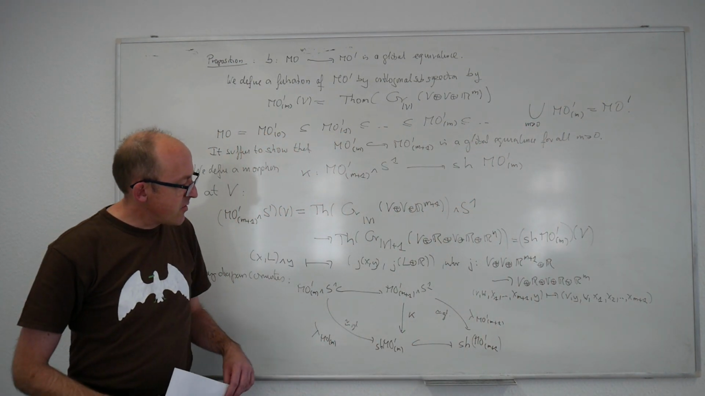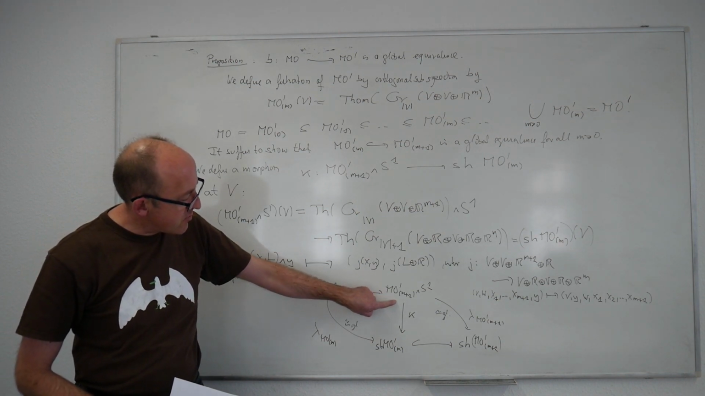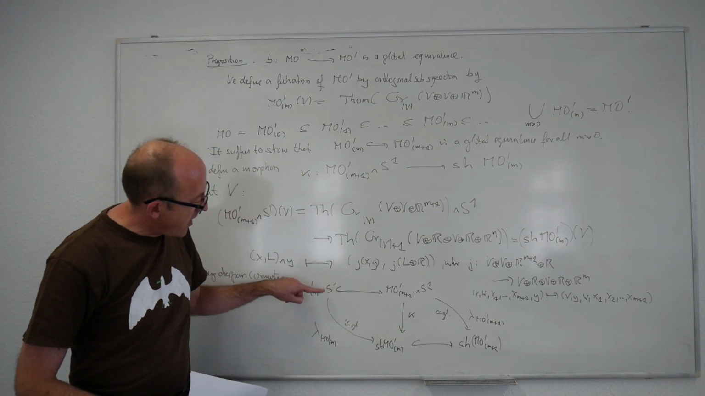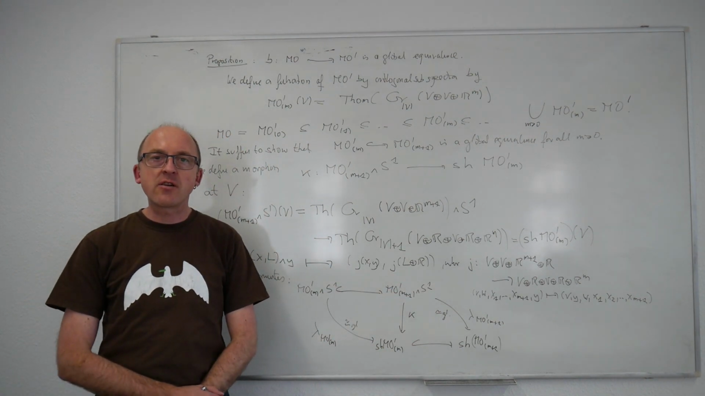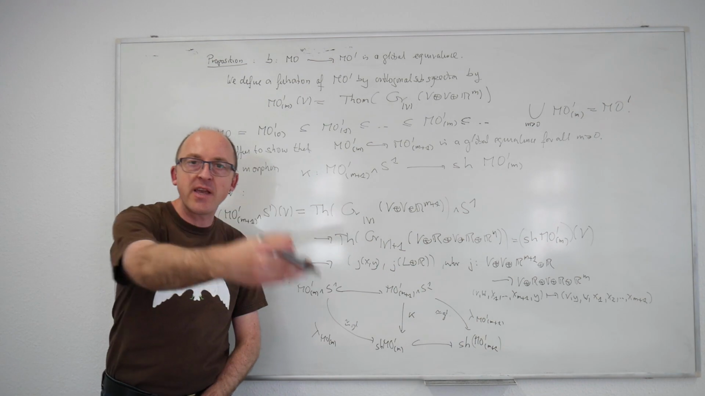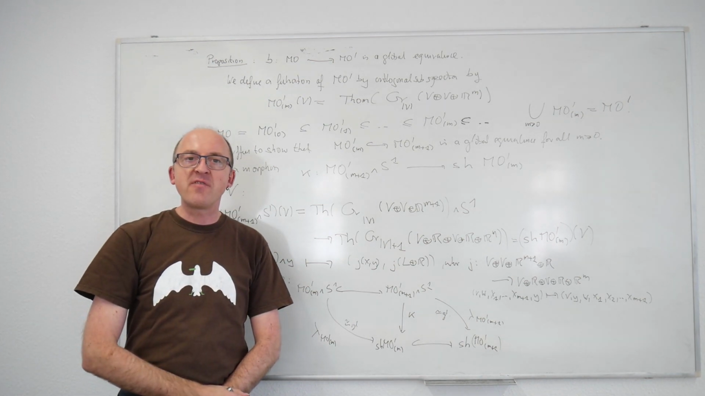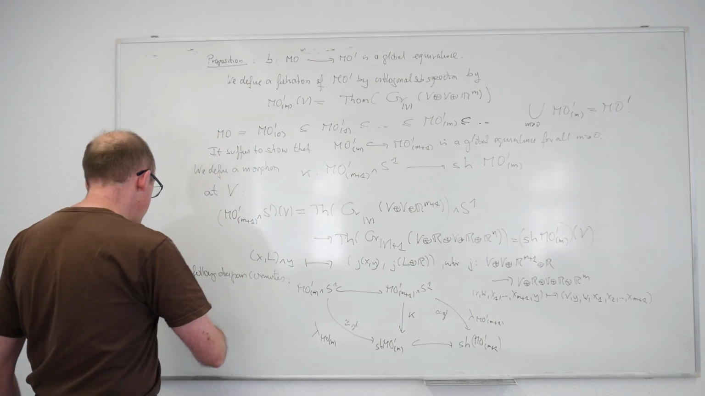So now I'm in a situation where I have three composable morphisms, this one, this one, this one. I know that this composite is a global equivalence and this composite is a global equivalence. And global equivalences, because they are defined by going to isomorphisms under some functors, satisfy the 2 out of 6 property.